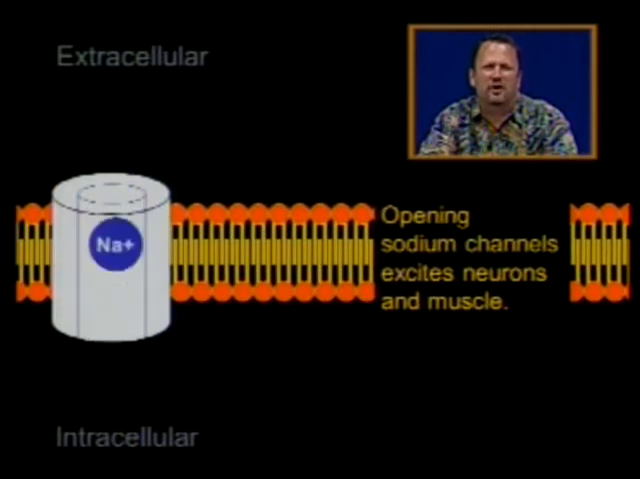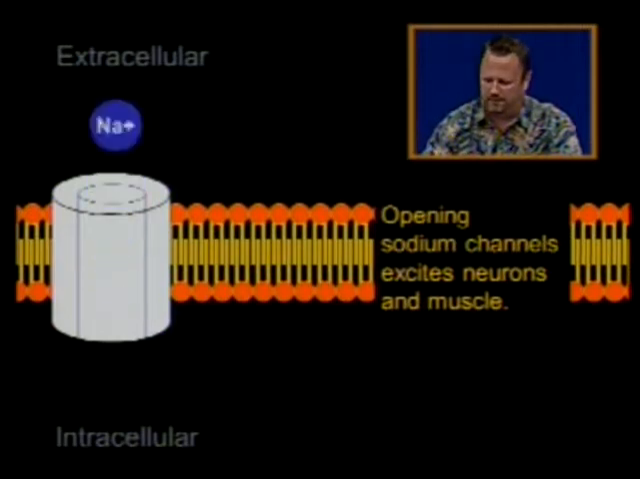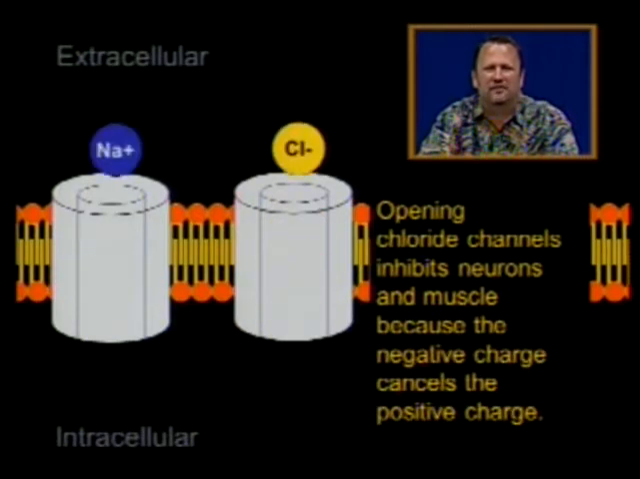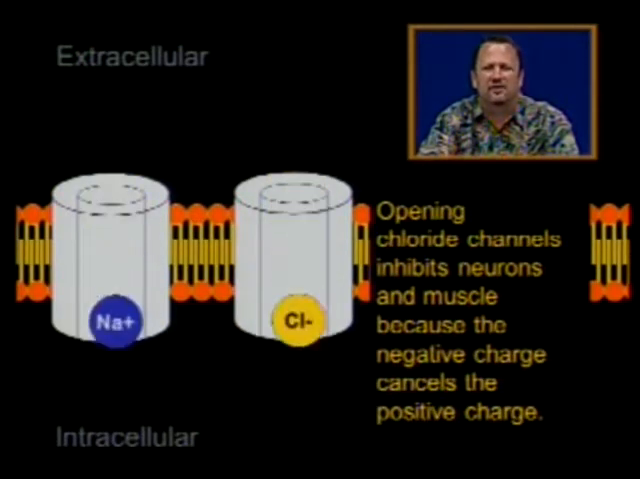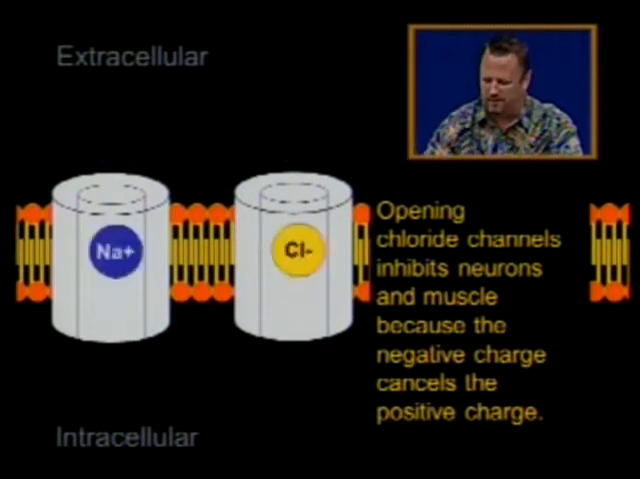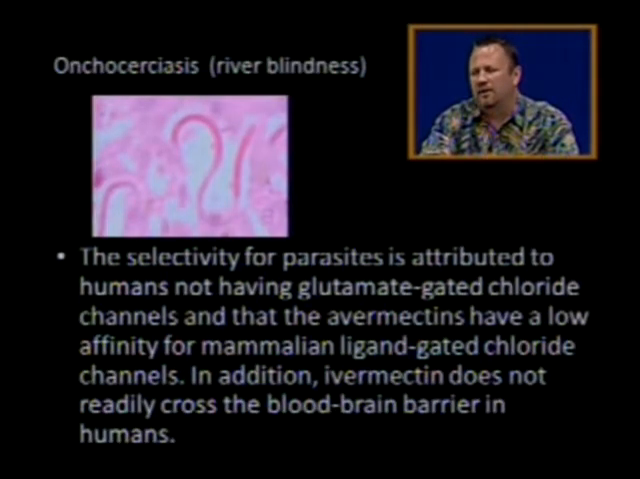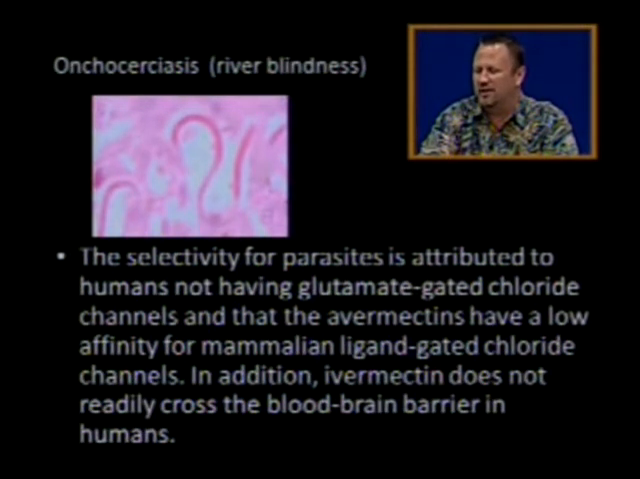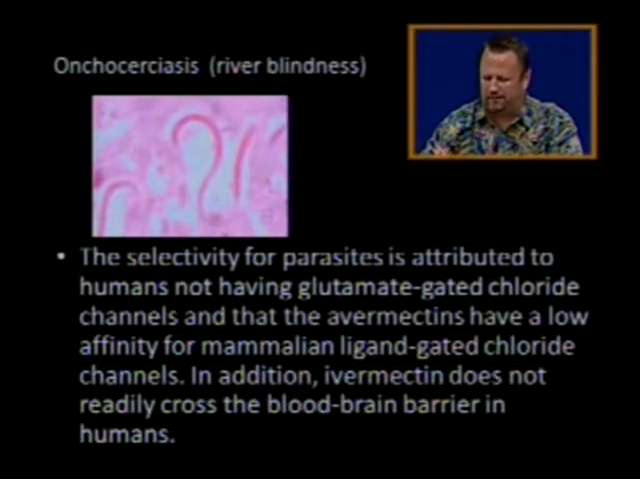So remember, opening sodium channels excites neurons. Opening sodium channels also excites muscle. So opening chloride channels inhibits neurons and muscles because the negative charge of the chloride cancels the positive charge of the sodium. The selectivity for parasites of ivermectin is attributed to humans not having glutamate-gated chloride channels, and that the avermectins have a low affinity for mammalian ligand-gated chloride channels. And then ivermectin does not readily cross the blood-brain barrier in humans.